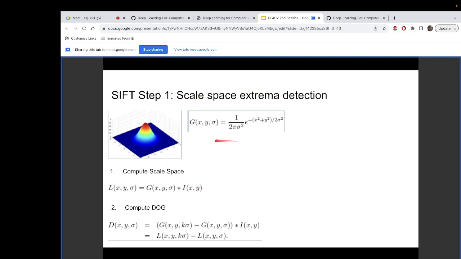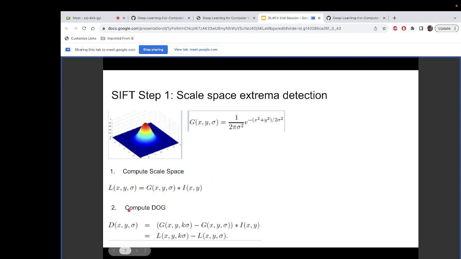So first, we have this 2D Gaussian. Take an image to be a 2D matrix at this point. We have a 2D Gaussian whose formula is like this, defined for a certain location x and y, and it has a standard deviation sigma. Now what you do is compute this quantity called scale space, which is basically this Gaussian convolved with your image at the location x comma y, right? That is what is known as the scale space.